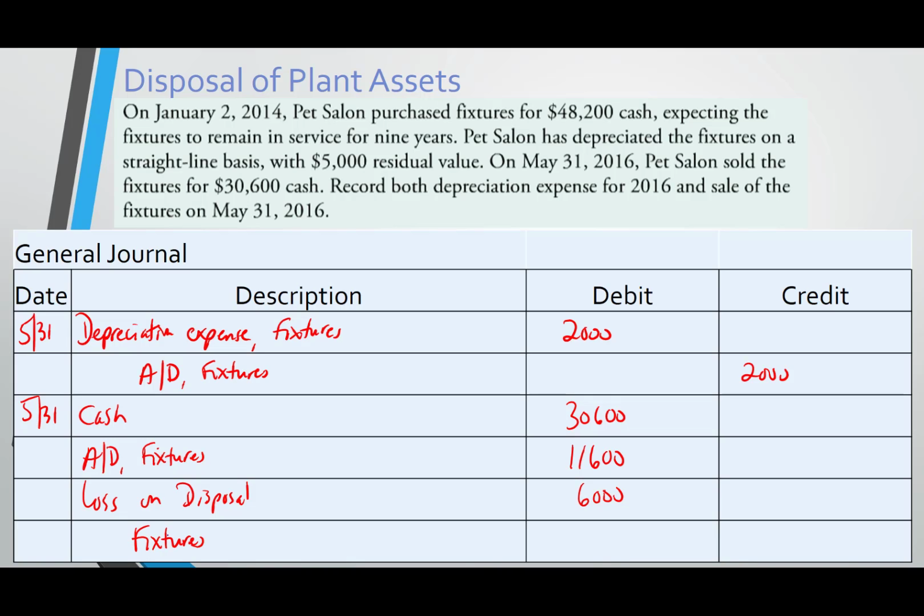Okay, so hopefully you understand that it's important to get the depreciation up to date first, and then make sure that you properly calculate the current asset's book value, so that you can then correctly calculate the gain or loss on disposal.